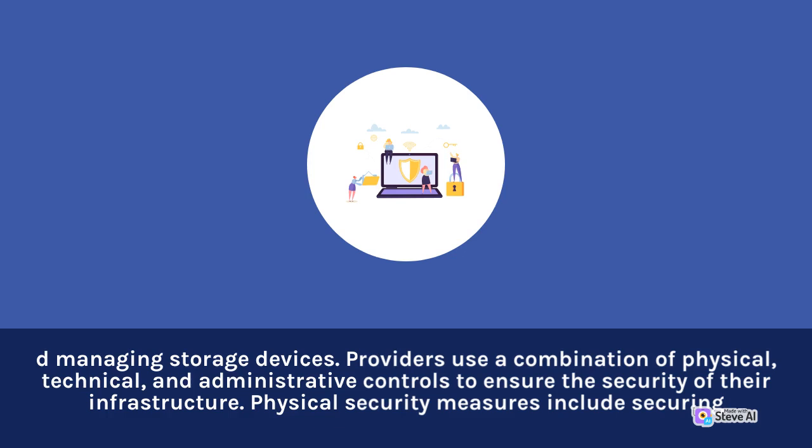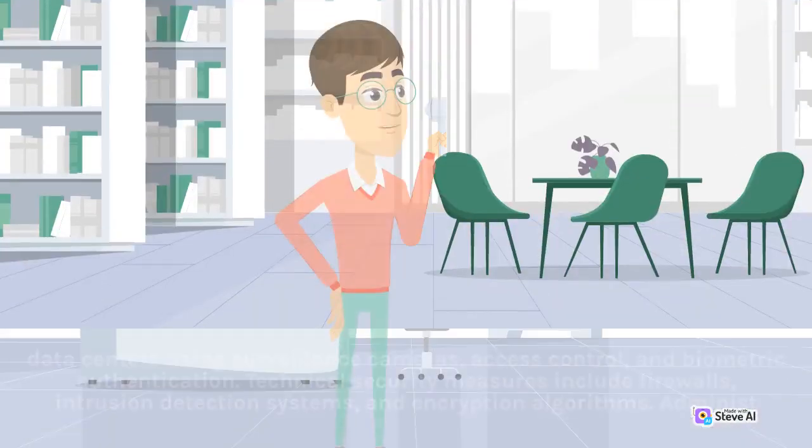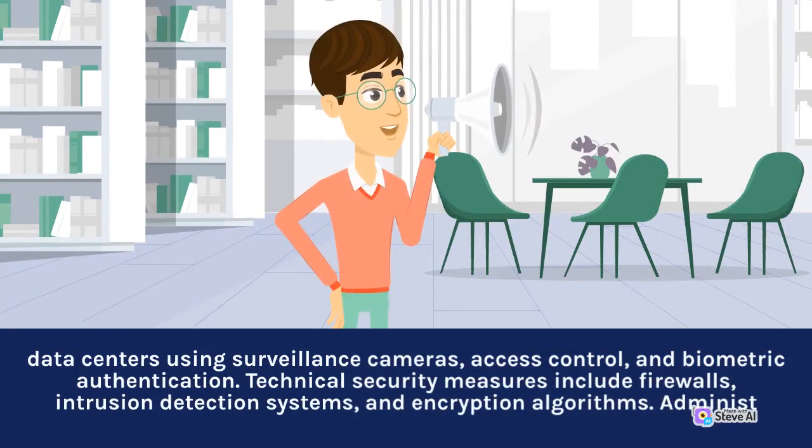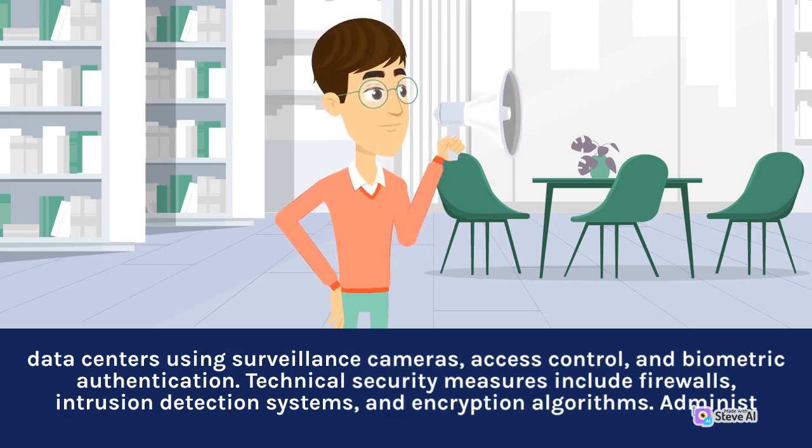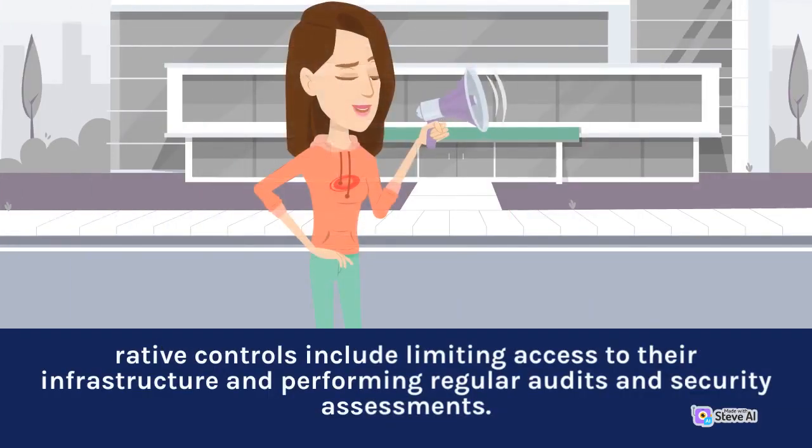Physical security measures include securing data centers using surveillance cameras, access control, and biometric authentication. Technical security measures include firewalls, intrusion detection systems, and encryption algorithms. Administrative controls include limiting access to their infrastructure and performing regular audits and security assessments.